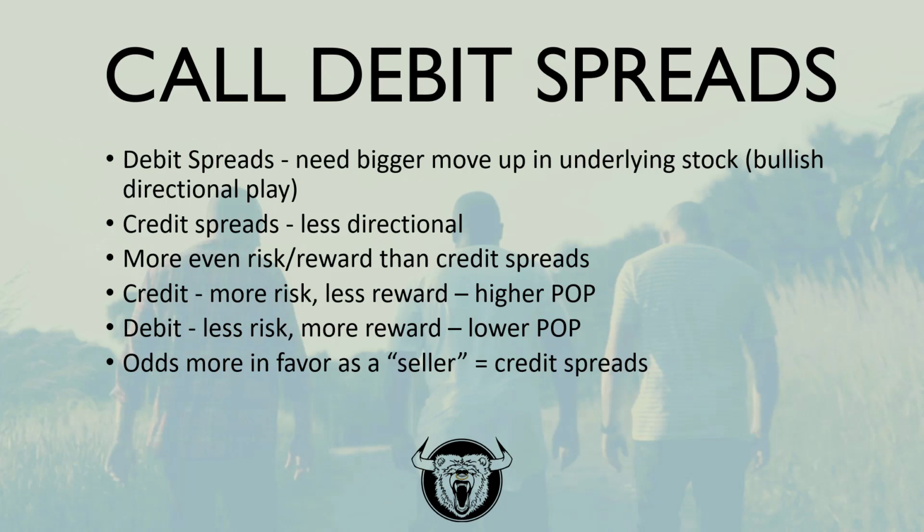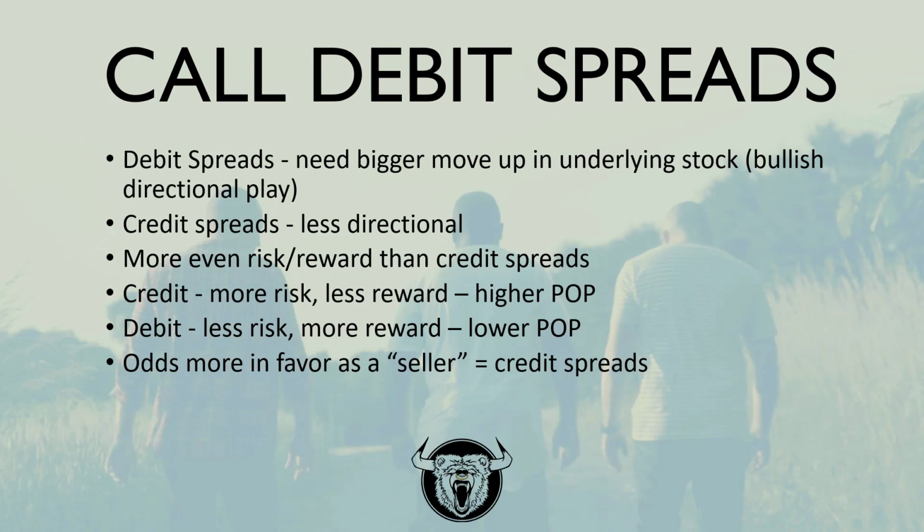So let's talk more about debit spreads. You need a bigger move in the underlying stock. So if you're bullish and you're doing a call debit spread, which is basically a bullish play, you need a bigger move up in the underlying stock. Whereas with a credit spread, you just want a moderate move or the price can trade sideways. When you're doing a call debit spread, you need there to be more of a move up in the stock.